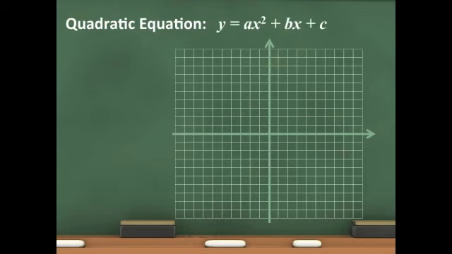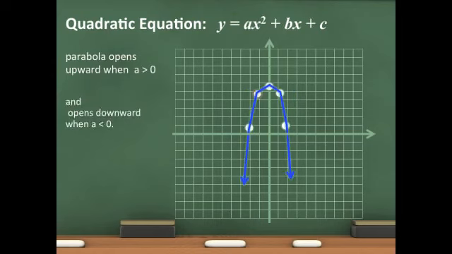Any basic quadratic equation can be written in the form y equals ax squared plus bx plus c, where a, b, and c are real numbers and a is not equal to 0. The graph of a quadratic function is called a parabola and has a U-shaped curve that opens upwards when the value of a is greater than 0 and opens downwards when the value of a is less than 0.